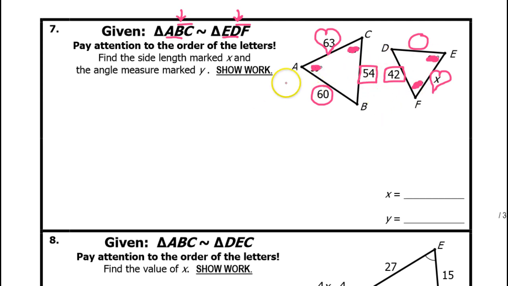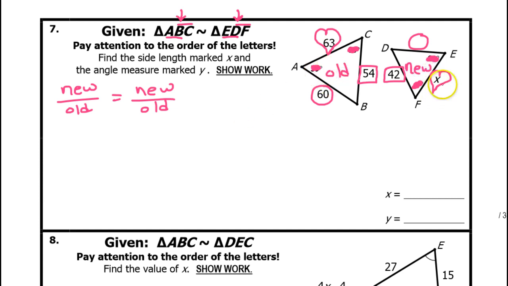Now that I know which sides are corresponding, I can make my equations. I'm going to make my equation of the form new over old equals new over old. It doesn't matter which triangle you call new, but I like my x's to be in the top, so I'm going to call this triangle new, and I'm going to call this one old. So that will give me x over 63, new over old.